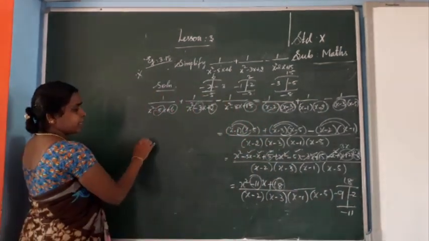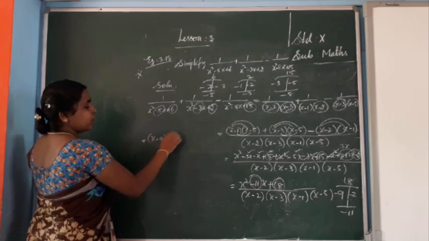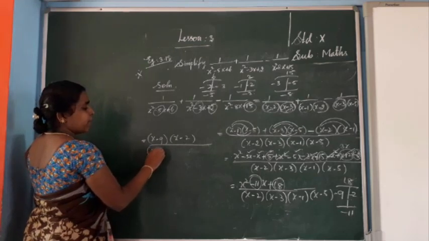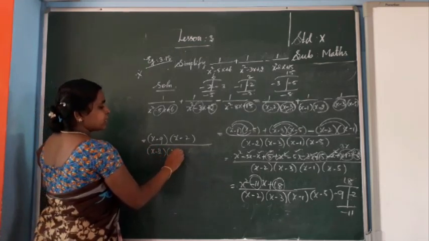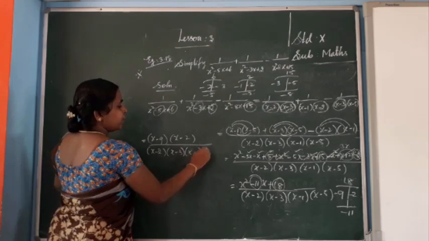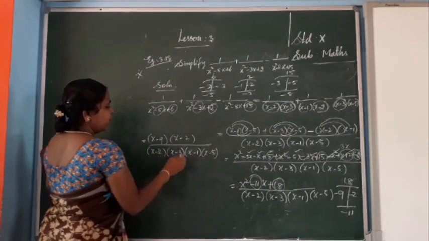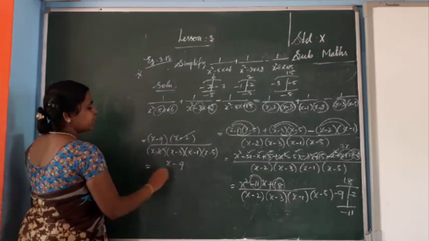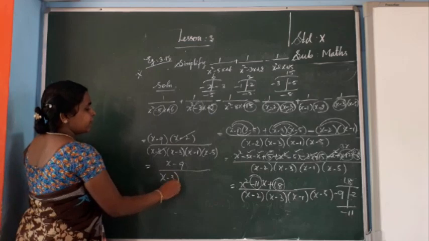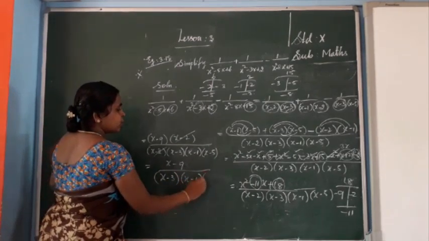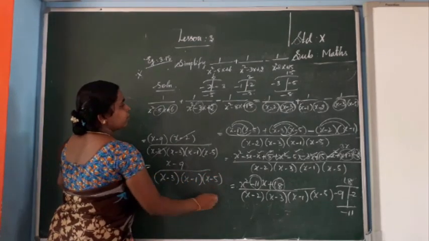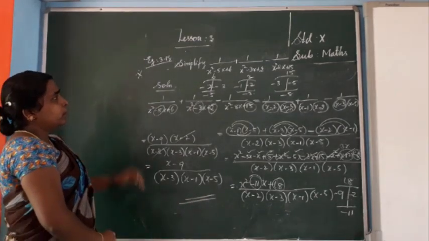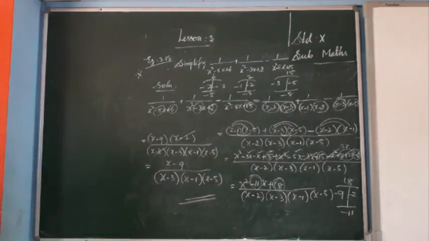Now you write once again that factor. X minus 9 into x minus 2 divided by the denominator terms: x minus 2 into x minus 3 into x minus 1 into x minus 5. Now x minus 2, x minus 2 cancel. So remaining is the answer: x minus 9 by x minus 3 into x minus 1 into x minus 5. That's all. It is an easy problem you can do. This is an important 5 mark problem. Next, you can see the next problem.